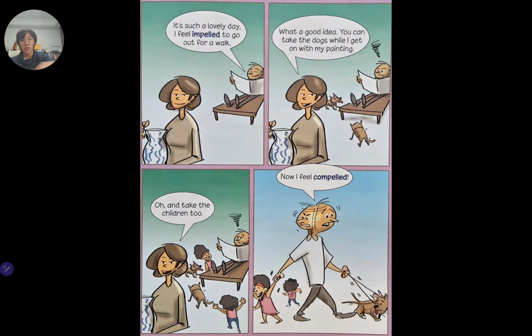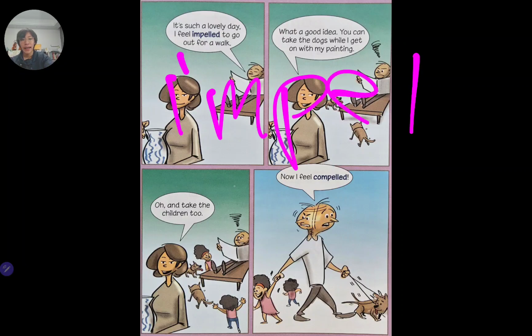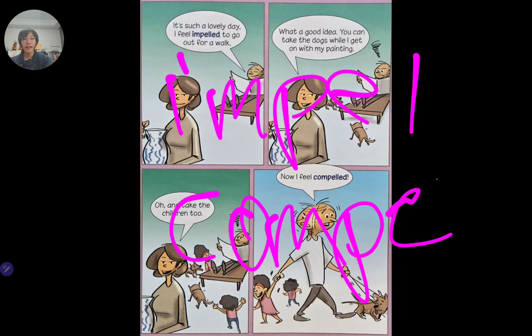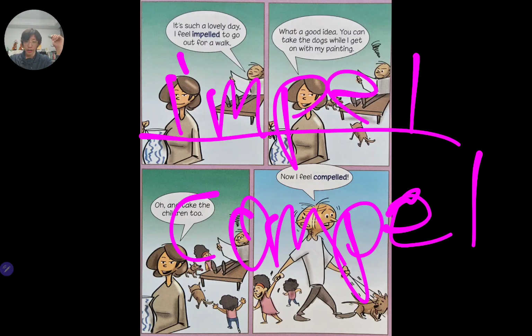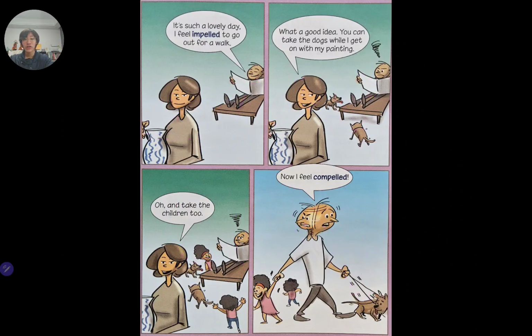Alright, next up we have the words impel and compel. Now when you're compelled, that means you're feeling like, you know what? I don't feel like doing it. I feel like I'm being forced or obliged to do this. That's what compel is. But when you're impelled, that means you're doing this because you have a sudden urge inside of you. Like, here's this man, he's impelled to go for a walk today.